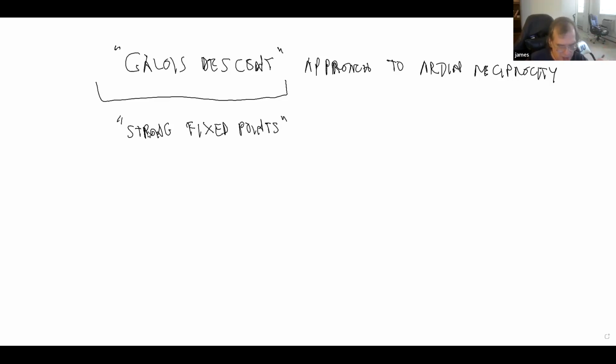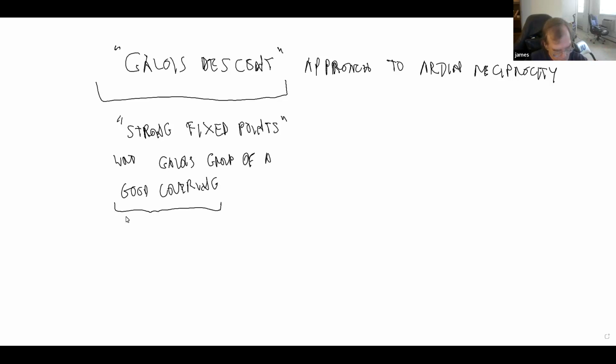Strong fixed points of what? Well, the idea is strong fixed points with respect to a Galois group, the Galois group of a good covering. And a good covering means where the things that you're trying to study split in some sense. Is that the right word? I'm not sure it's the things that you're studying that split. It's more like the base that they live over splits, or something like that. Split in an appropriate sense.